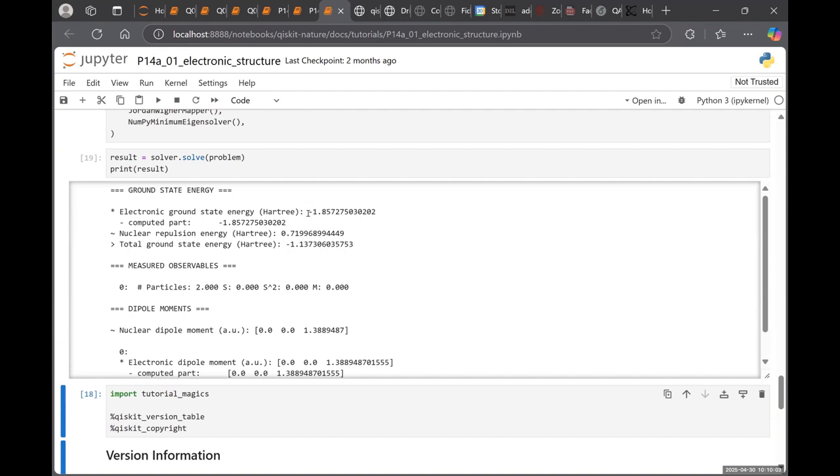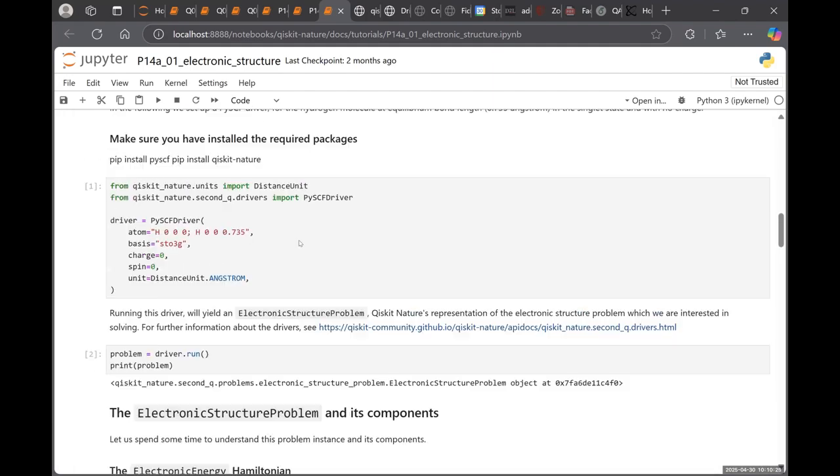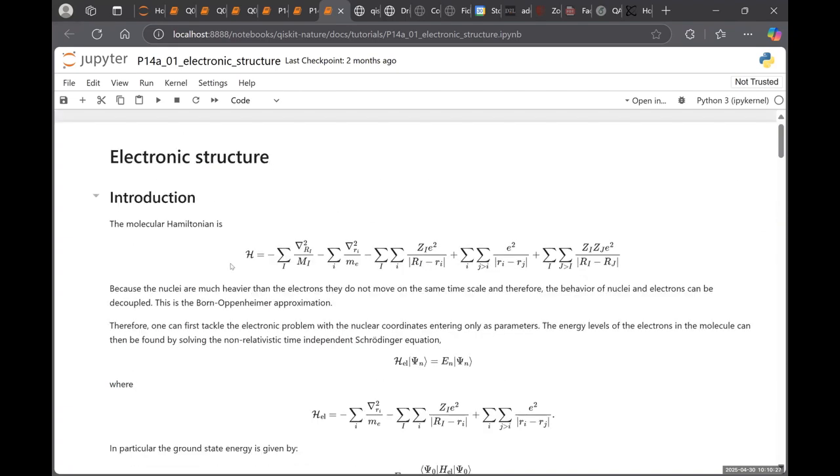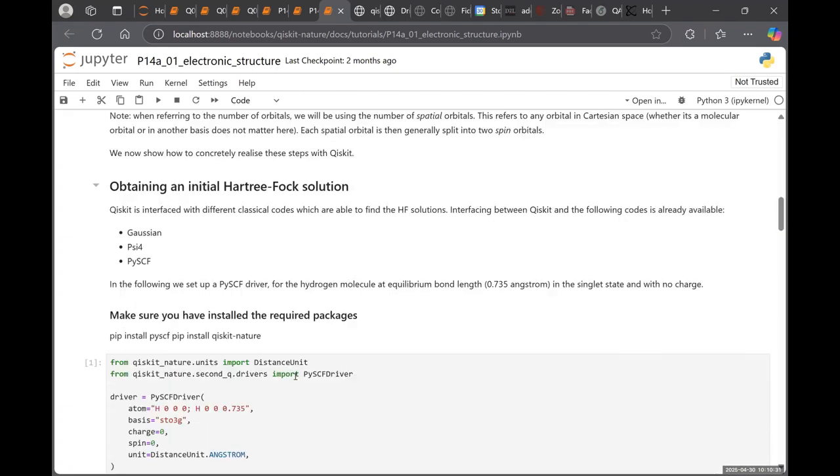This is using the algebra file. You get the computed part. And as I said, they tell you the nuclear repulsion energy previously, and you add them together. So that's the total ground state energy. Well, this total Hamiltonian, we're under some approximation.